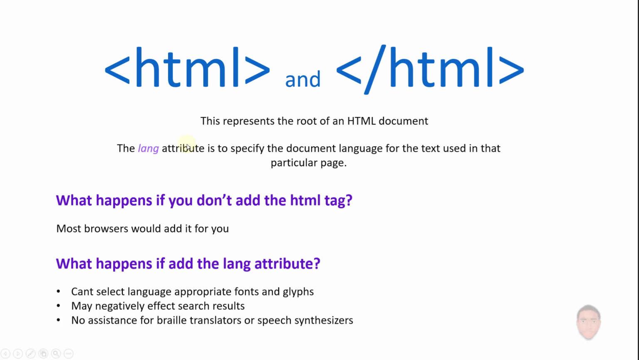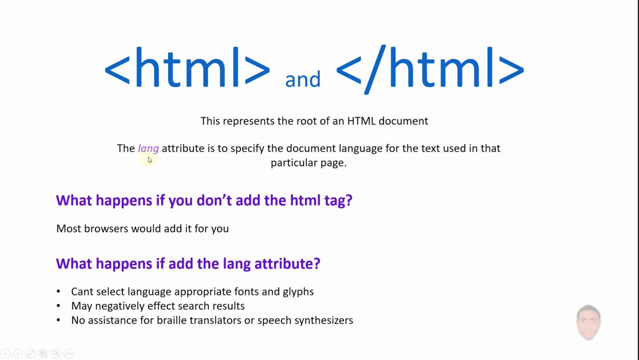Well, there are some things that might happen. Number one is that you won't be able to select some appropriate fonts for your language. For example, if you're typing in traditional Chinese, the symbols might not be displayed correctly because you didn't specify the language for that document. And another thing that happens when you omit the language attribute is that it might affect the ranking of your website or the web page itself. And then there are some apps or some software that are being made for people that have reading disabilities.